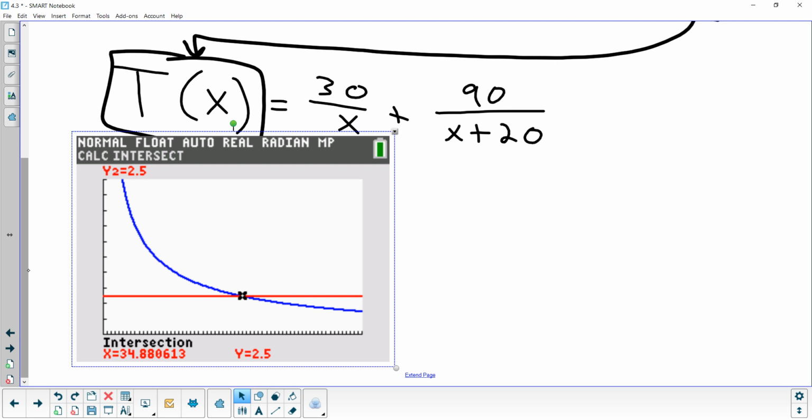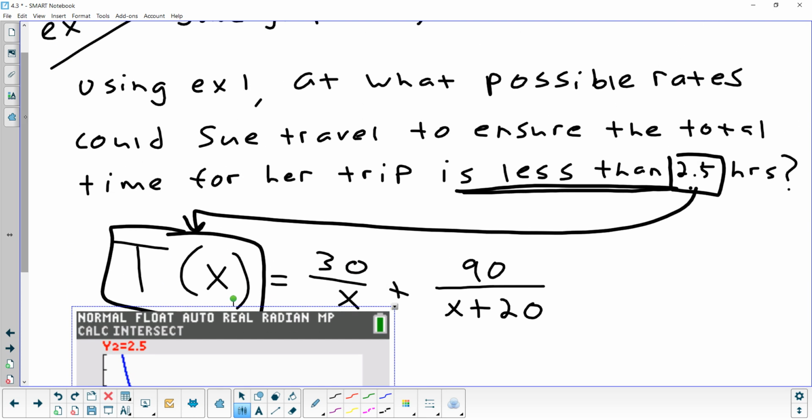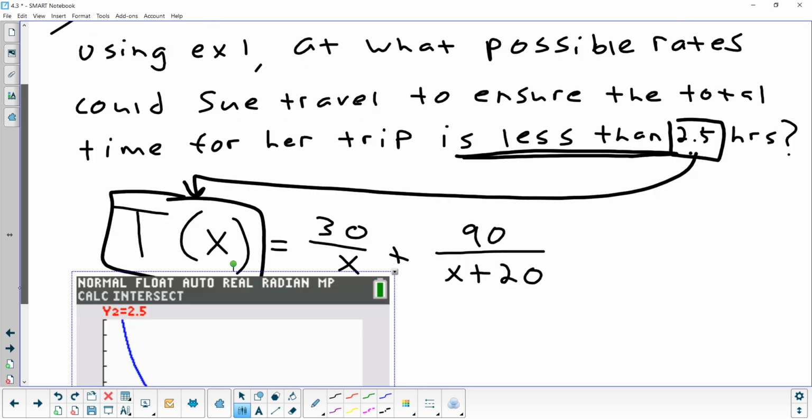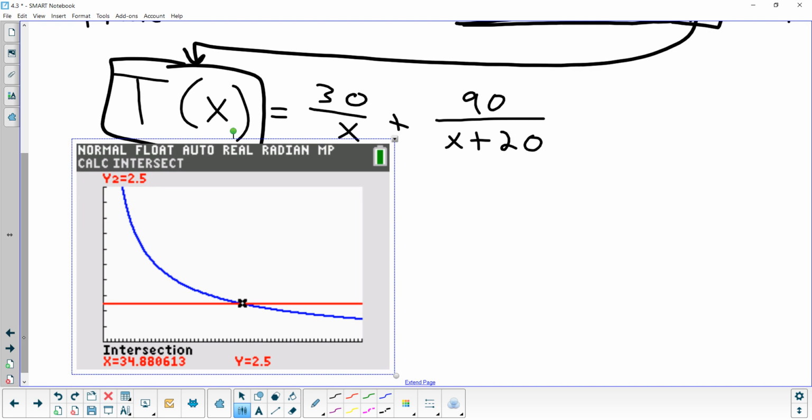Yeah. At least 34.88. At least 34.88 miles an hour. What does that mean in terms of an inequality if you say at least that much? Her speed has to be, yep, greater than or equal to. Now we just have to see, are we supposed to include the equal to? It does say strictly less than 2.5 hours, so she has to go greater than 34.89.